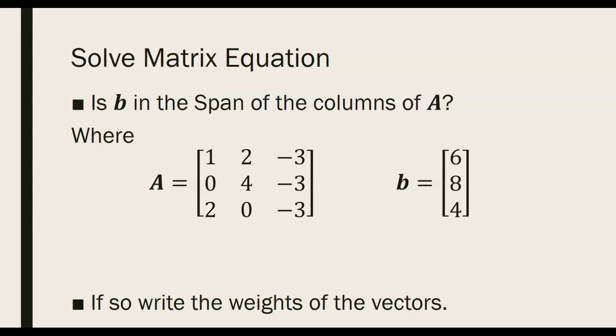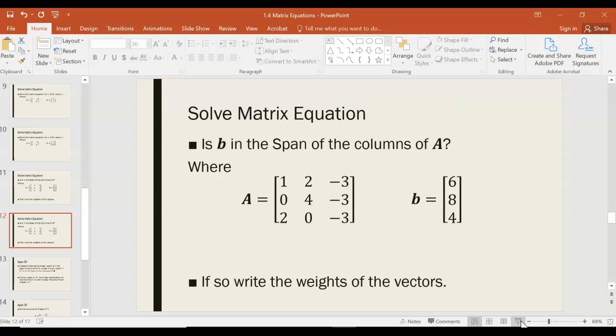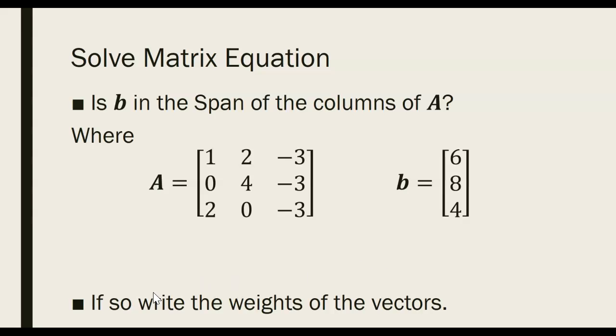I want you to try the same thing, but for this other vector B. This other vector B is equal to 6, 8, 4. And if it is in the span, let's write the weights of the vectors, write those coefficients. Push pause on the video. All right, so hopefully you went ahead and did that. Again, always push pause if you haven't.